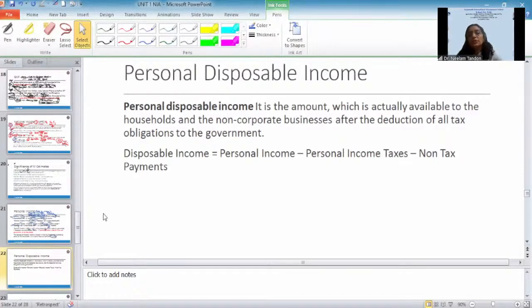So the higher the personal disposable income, the better is the quality of life. Better quality of life means higher per capita income, and it is a progressing country. So countries which have higher personal disposable income are better off than countries which have lower personal disposable income. So that is the comparative personal disposable income.